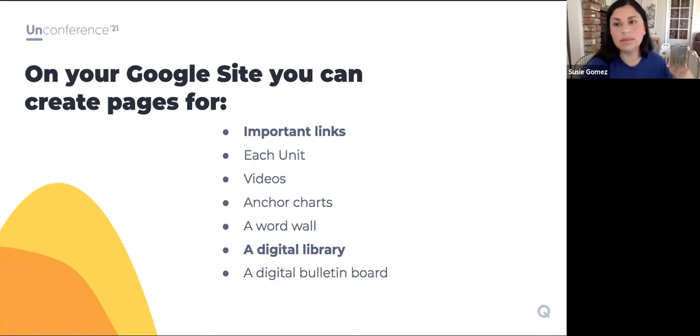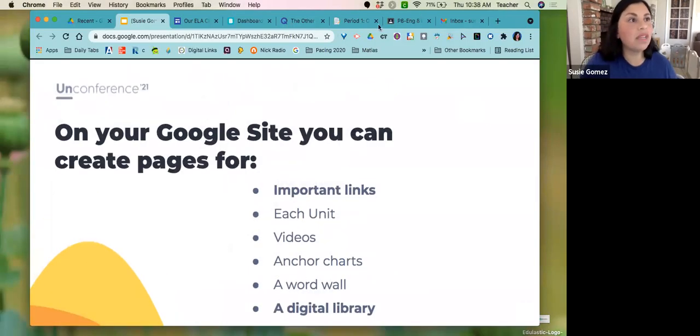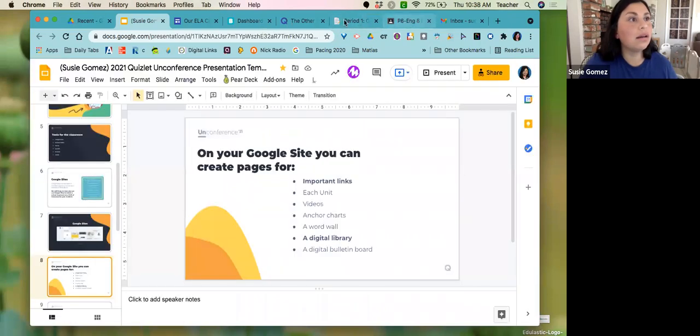You can also create a page for each unit in your website if you like. You can put digital anchor charts on there. You can create a word wall, a digital library, or digital bulletin board as well. So let me show you what mine look like real quick.